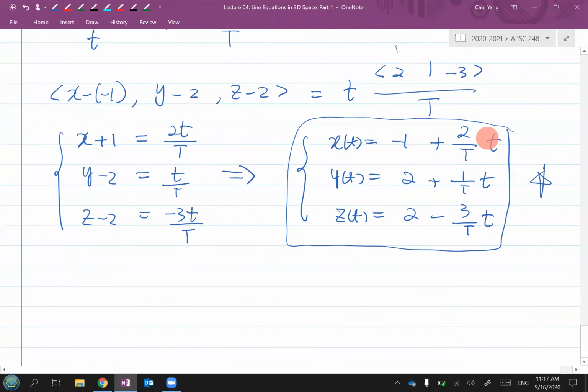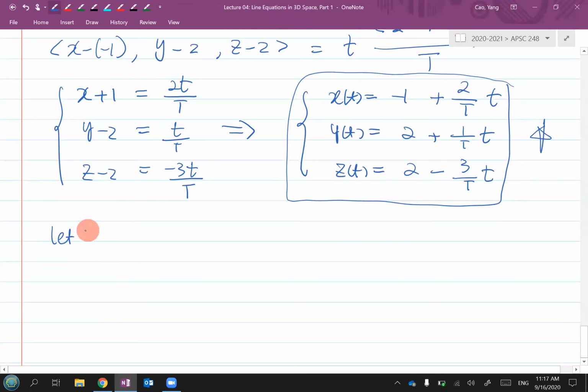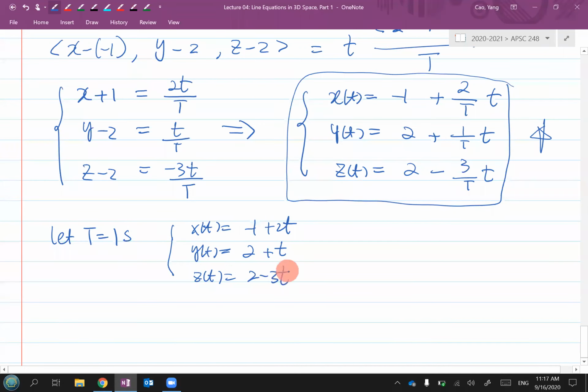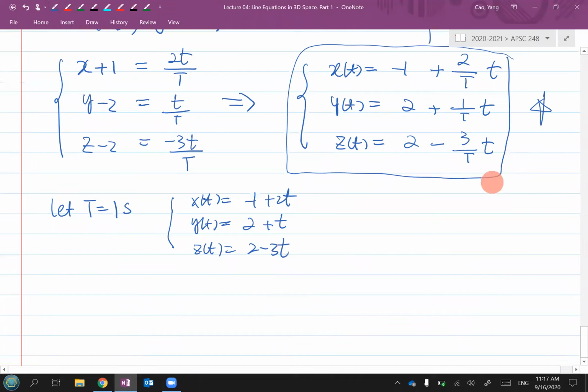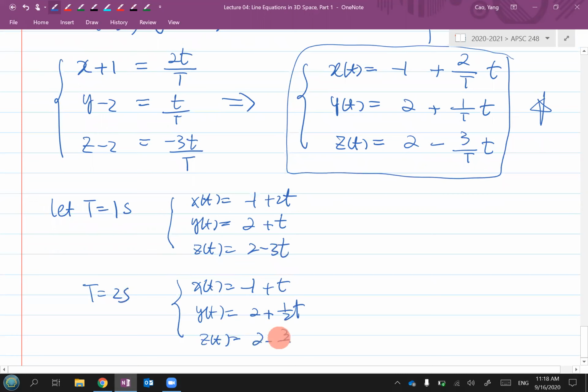So maybe what I'll show you now: if I have t equal to 1 second, then that equation becomes x of t equal to -1 plus 2t, and y of t equal to 2 plus t, and z of t equal to 2 minus 3t. Okay, so that's pretty obvious. But of course, if t is actually 2 seconds, then you get x of t equal to -1 plus t, and y of t equal to 2 plus 1/2 t, and z of t equal to 2 minus 3/2 t.